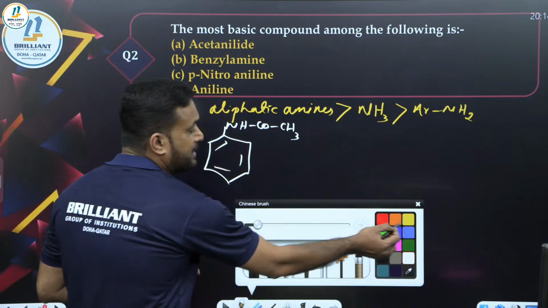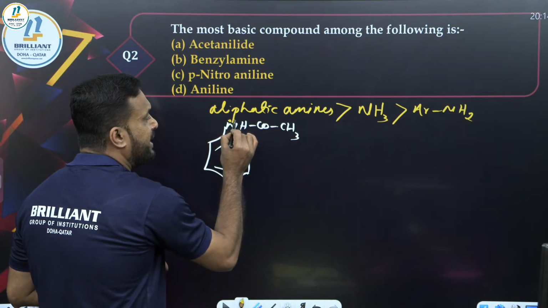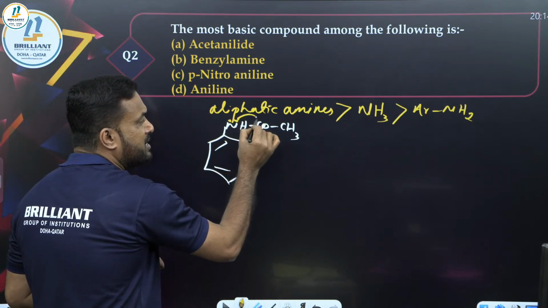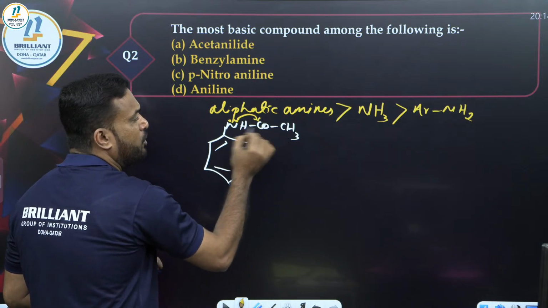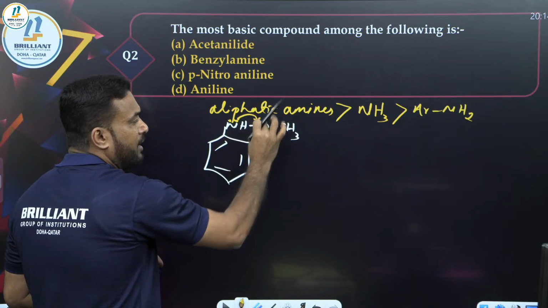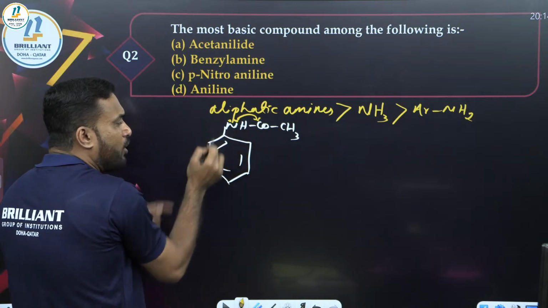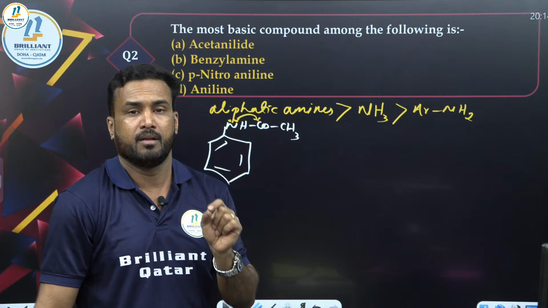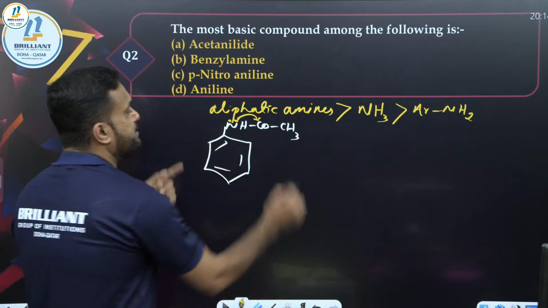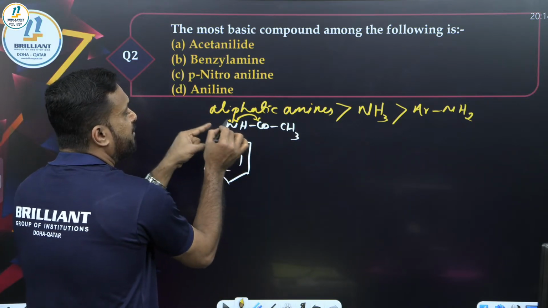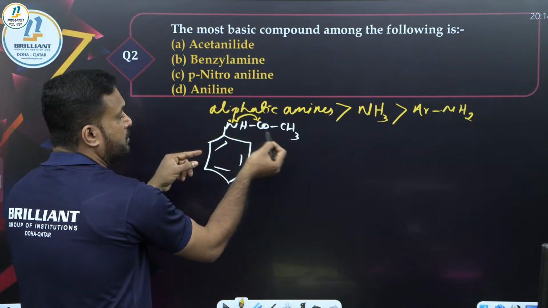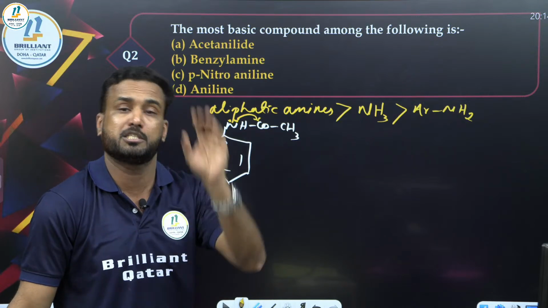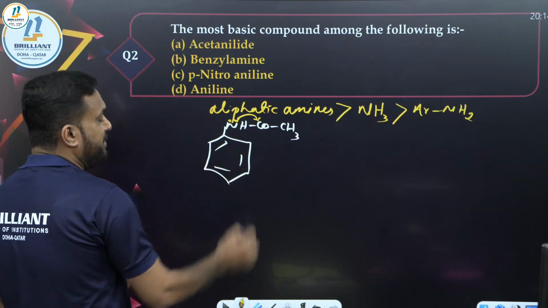The lone pair on nitrogen will not undergo resonance with the benzene ring. Instead, it will undergo resonance with the C double bond O. So it is not available for resonance with the conjugate system or the benzene ring. So it will be less basic than aniline, because that lone pair is not available for protonation. Whether with the benzene ring or CO, that lone pair is not available for protonation, means less basic, no doubt. But we have one aliphatic amine.